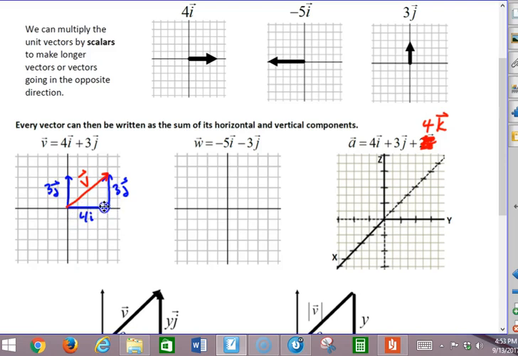Now because this is going in the positive x direction and this is in the positive y direction, they are perpendicular to each other. We have a right triangle. These two vectors, 4i and 3j, are known as the components of vector v, the horizontal and vertical components. Vector w would be a vector in quadrant 3 because its two components are both negative. We have negative 5i and we have negative 3j.